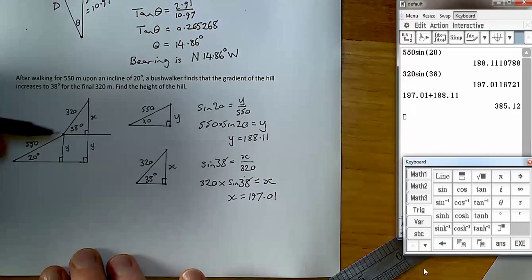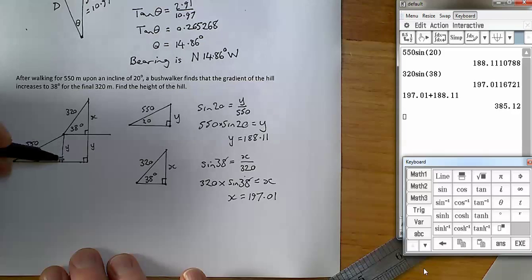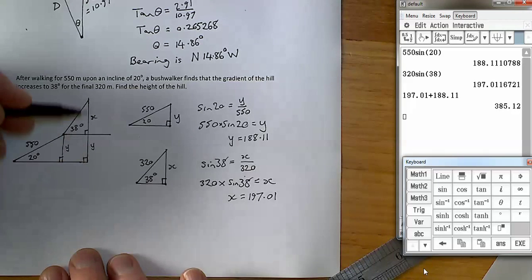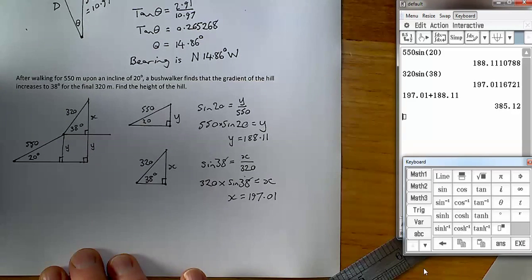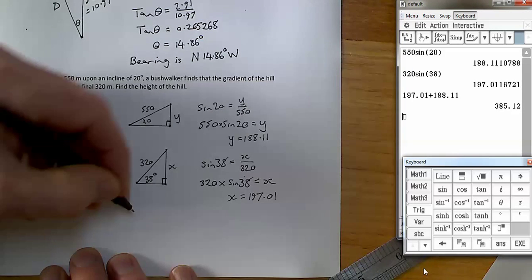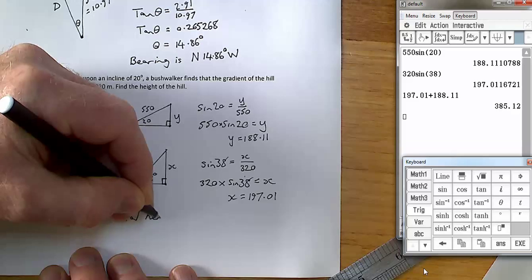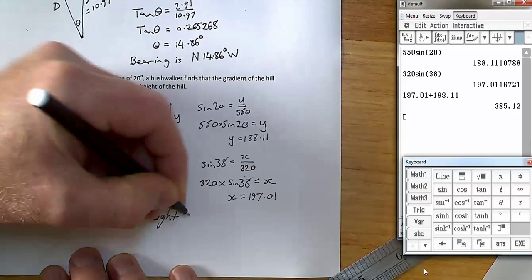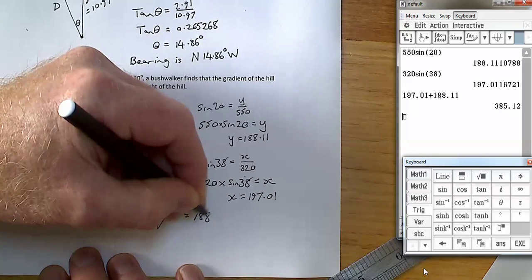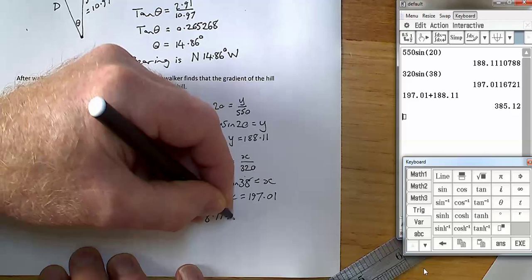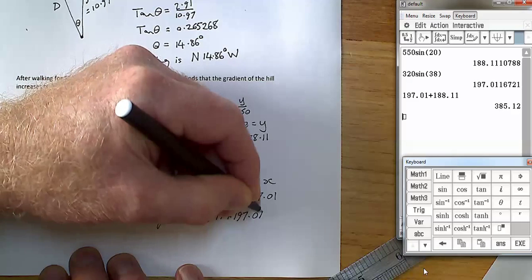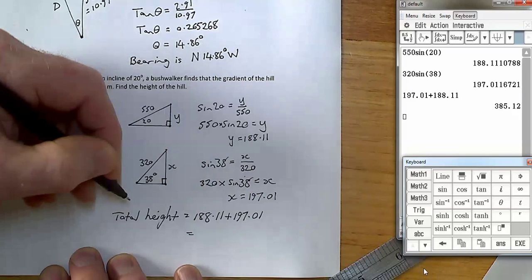You can see that if we've worked out x and we've worked out y, this will also equal y. So the total height of the hill, as we look in cross section, you can find by adding the two together. 188.11 plus 197.01. Total height works out to be 385.12.